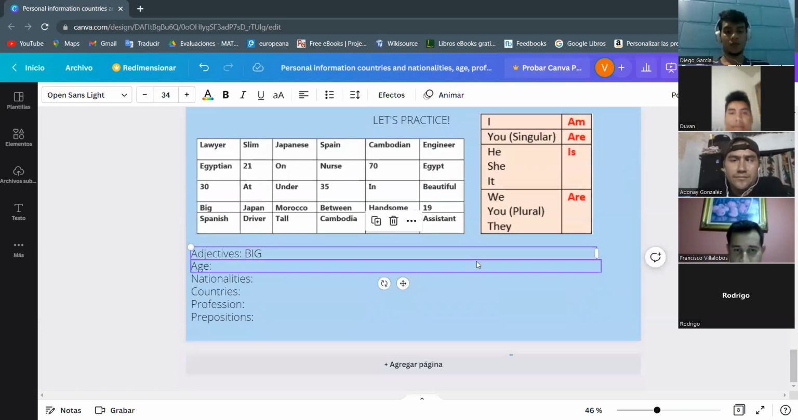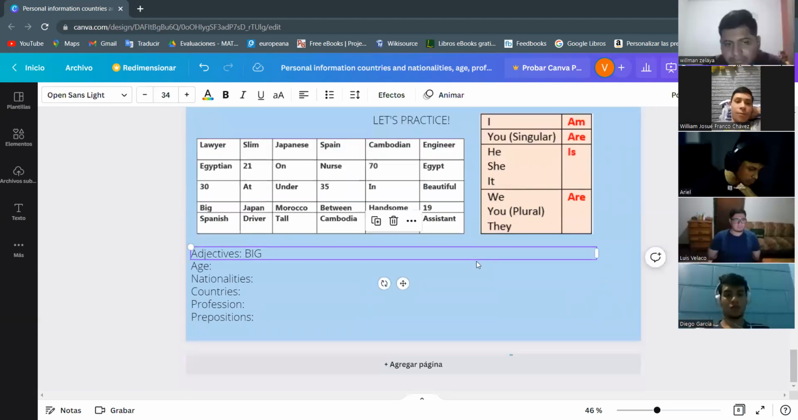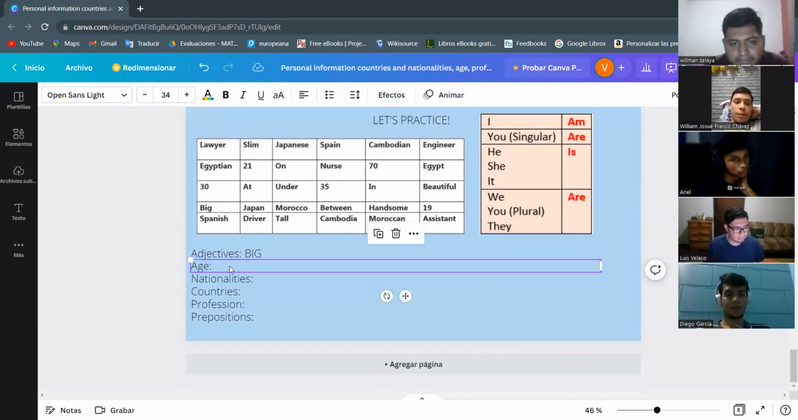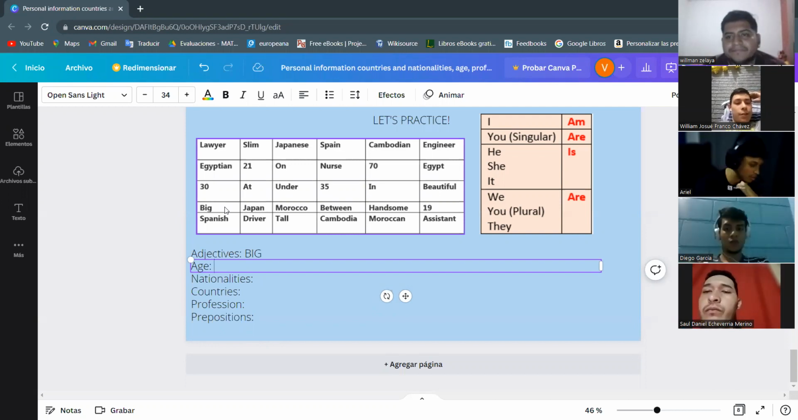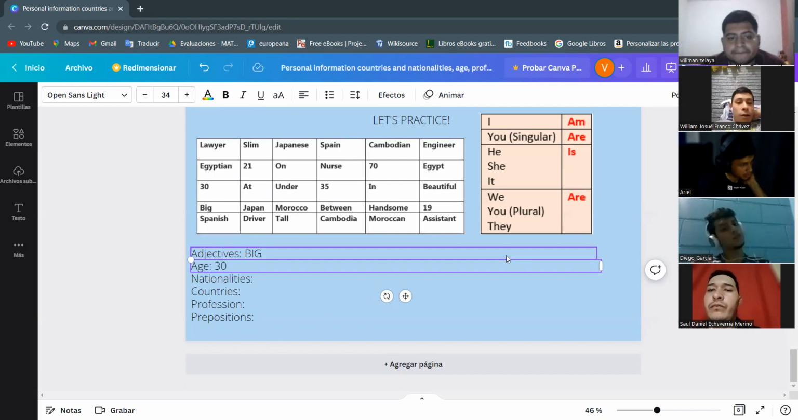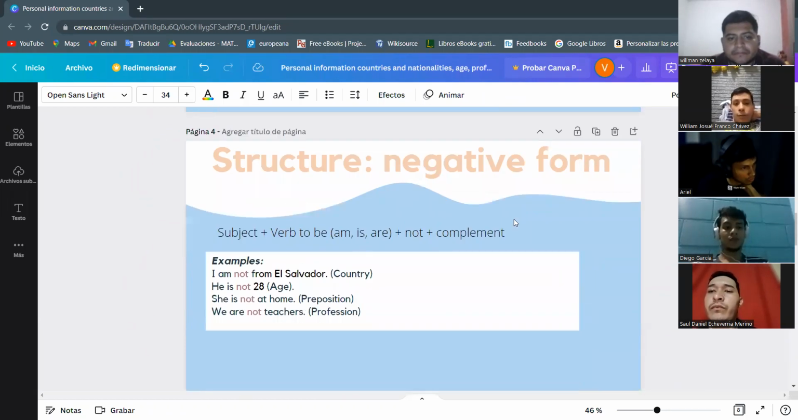All right, let's see. What do we have here? Luis. Do you see an H in the first column? How do you say 30? 30. Yes. Good. Great job. All right. Give me a sentence using the negative form.